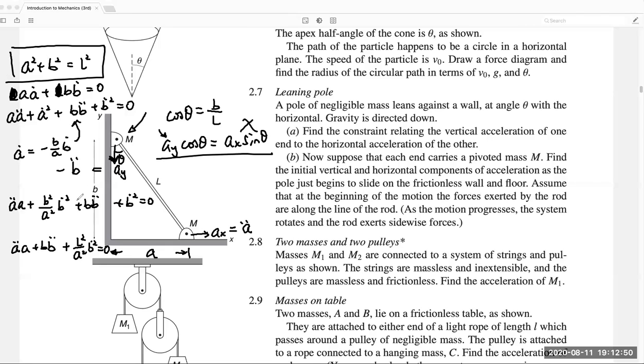Okay. So for part B, now suppose each rod, each end carries a positive mass m.